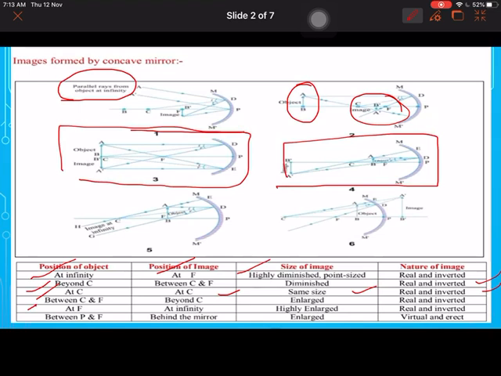Then when the object is at F, the image will be at infinity. You can see from here, this is just the opposite of this case. This is just the opposite of this case. And the last one is between P and F. This is very important. When the object is between pole and focus, the image will be behind the mirror, highly enlarged, virtual and erect. So only in one case is the image formed behind the mirror, and it is virtual and erect.